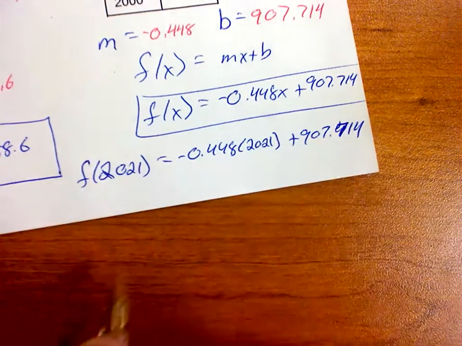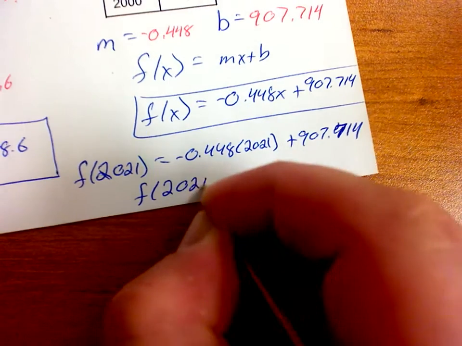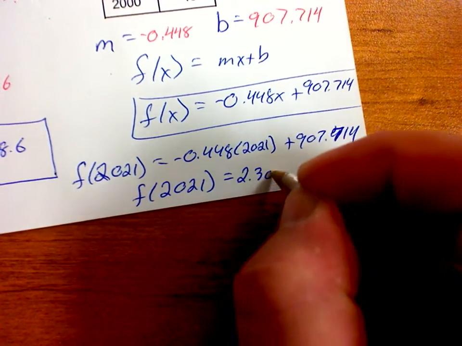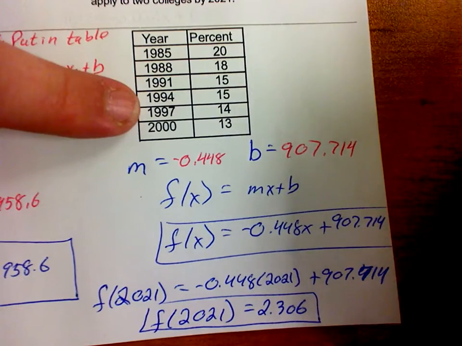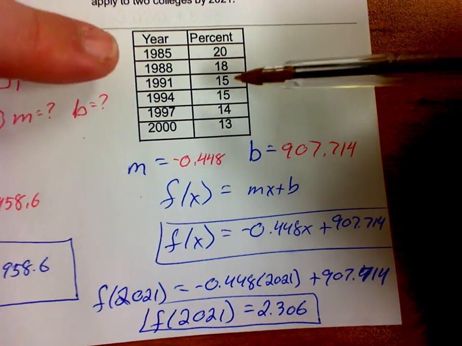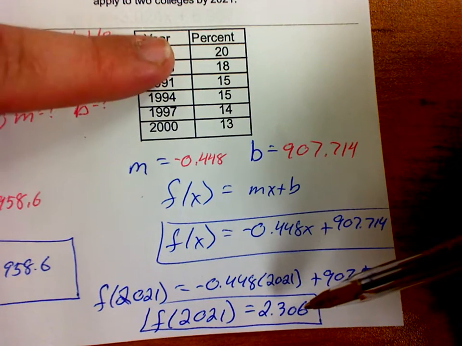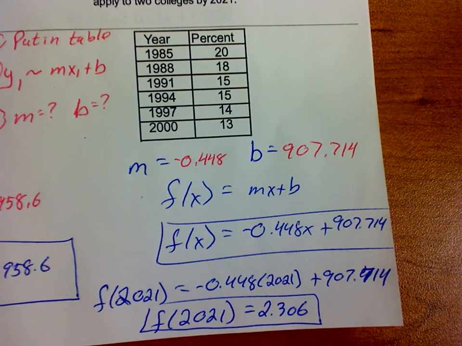Well, again, we'll evaluate over here on the right side. So when I get the function at the year 2021, we ended up with 2.306. Okay. So what this is saying is, according to these data points and the prediction for the year 2021, if this trend continues, 2.306% of students will be applying to only 2 colleges.